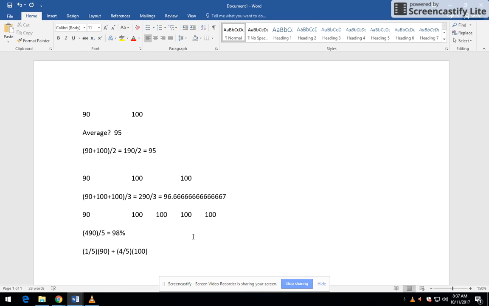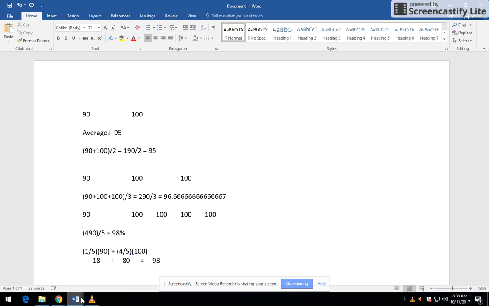100. All right, so let's simplify that. 1/5, many of you know, is 0.2, so 1/5 times 90 is 18. And 4/5 of 100, 0.8 times 100, is 80. And magically, although not so magically, this comes out to be 98, which is the weighted average of these grades. Notice, I'm really doing all the same math, but instead of just adding them all up and dividing by 5, I used their frequency of occurrence and multiplied it by the value.